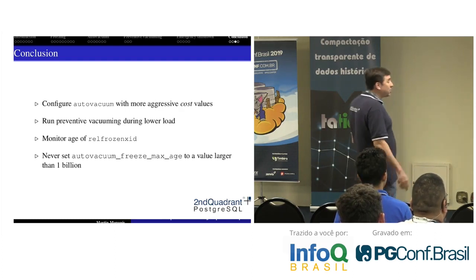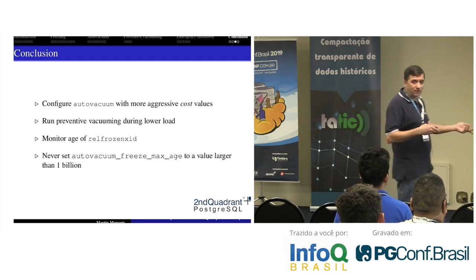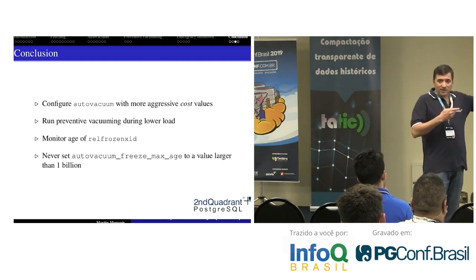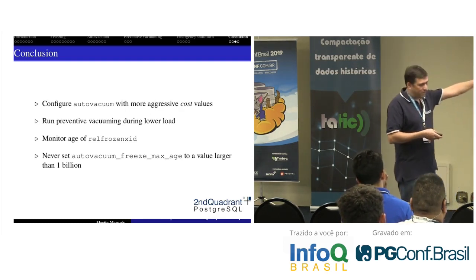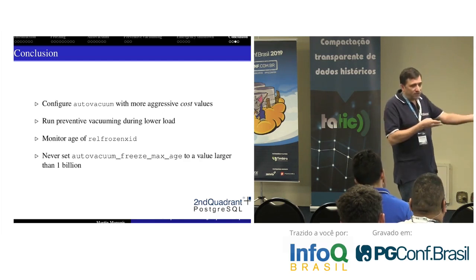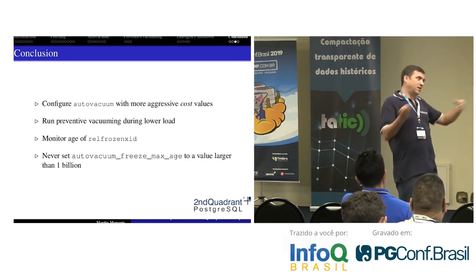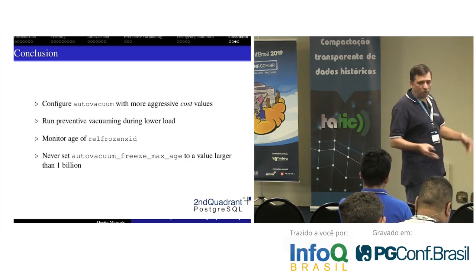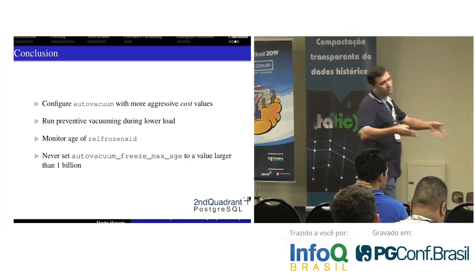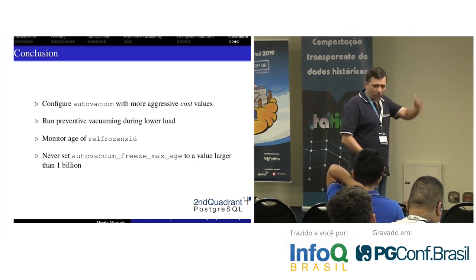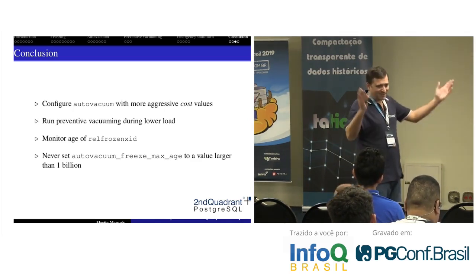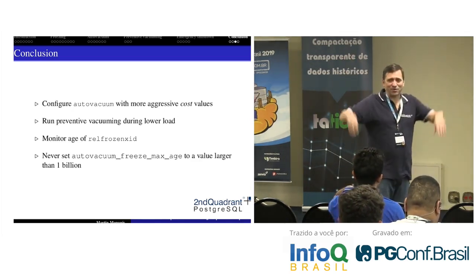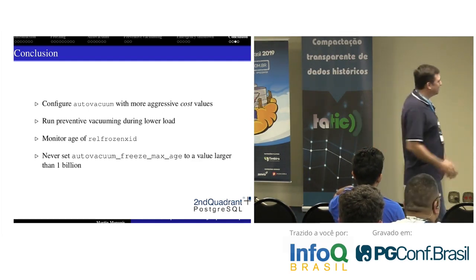Run preventive vacuuming during low load. Now, the vacuum that I just gave a very short recipe for will also clean dead tuples. So you're actually cleaning dead tuples, freezing, doing a lot of work when nobody is actually using the server, or just a bunch of weirdos around there are using it, and the managers are at their home drinking very expensive champagne.